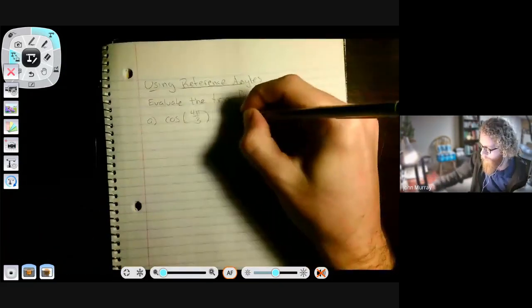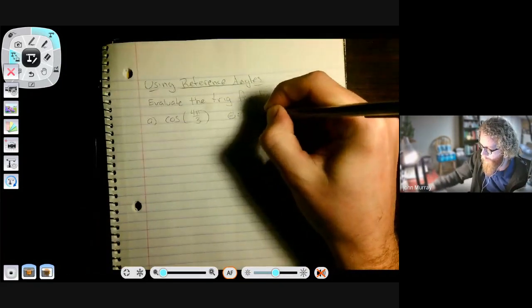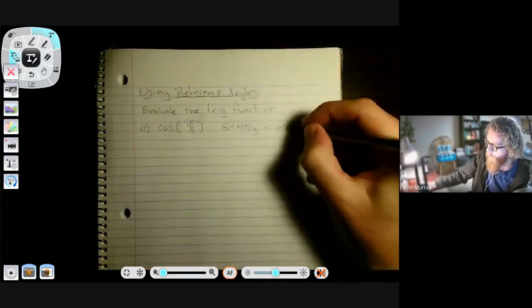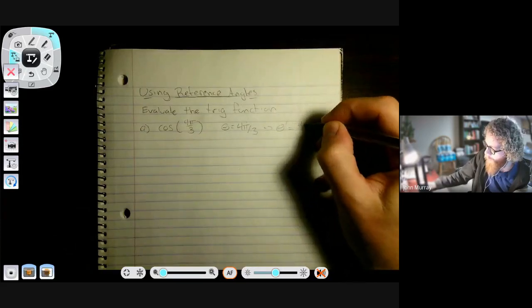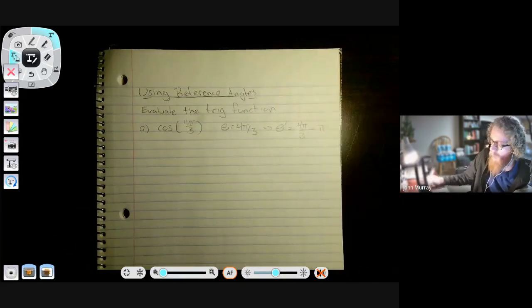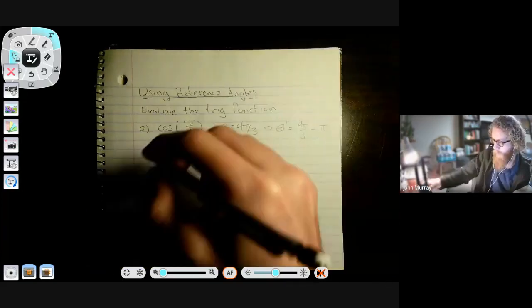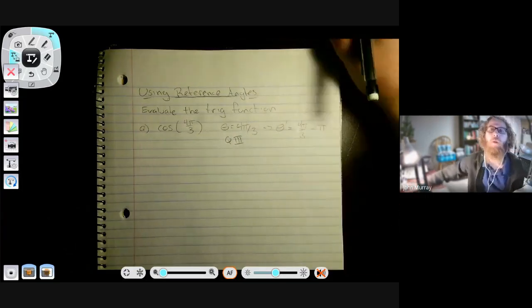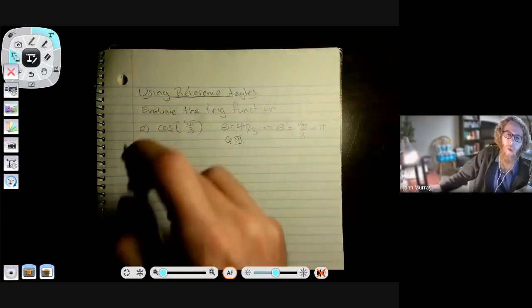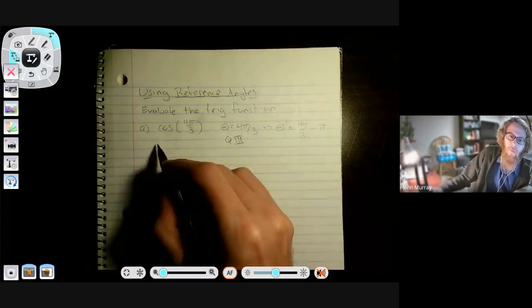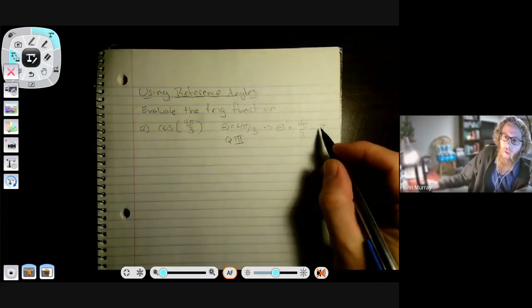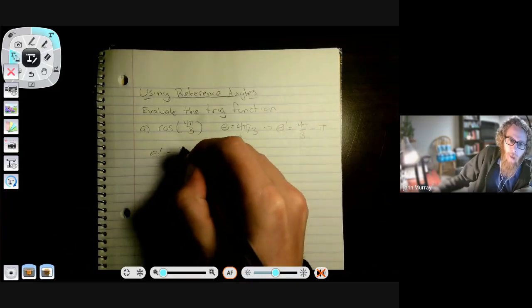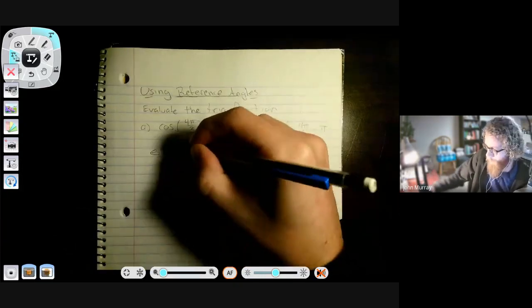So my angle is 4 pi over 3. So we want to find the reference angle. Because we're in the third quadrant, I'm going to do 4 pi over 3 minus pi. I'm just going to put Q3 there just so we know it's in quadrant 3. So to find the reference angle, we subtract. I'm going to make this 3 over 3. So my reference angle is going to be 1 pi over 3.